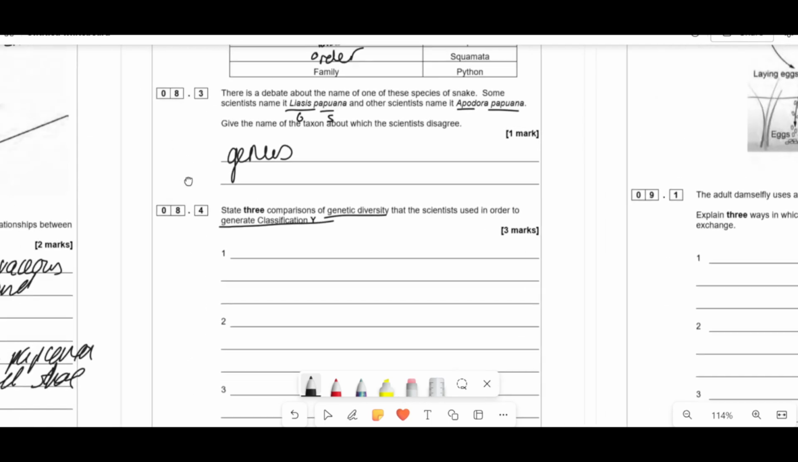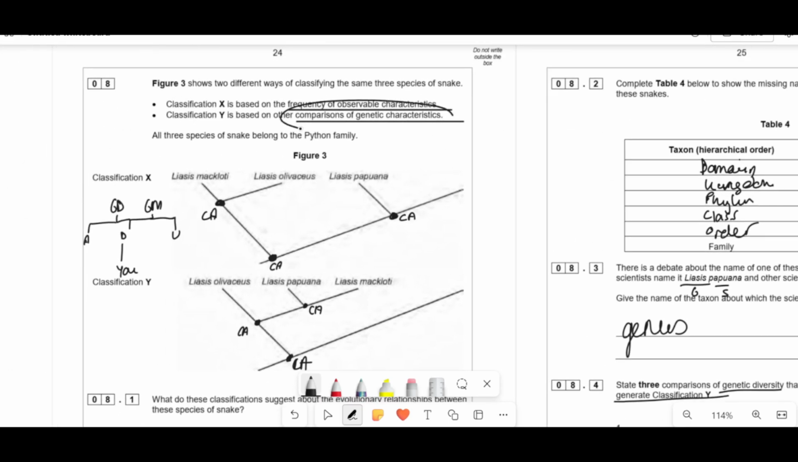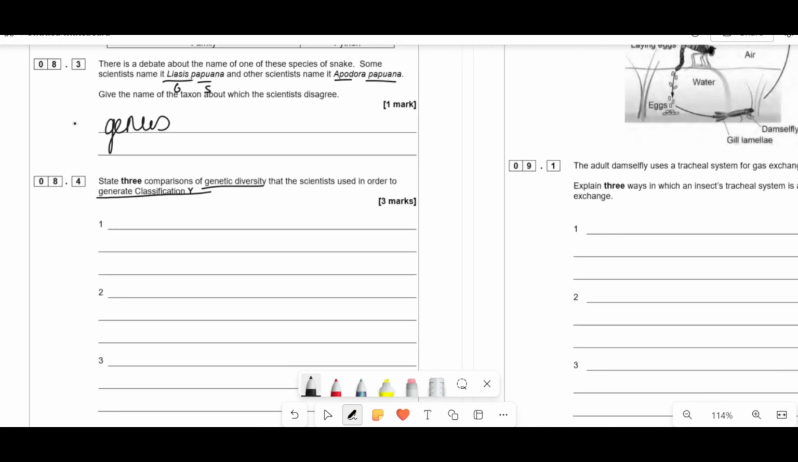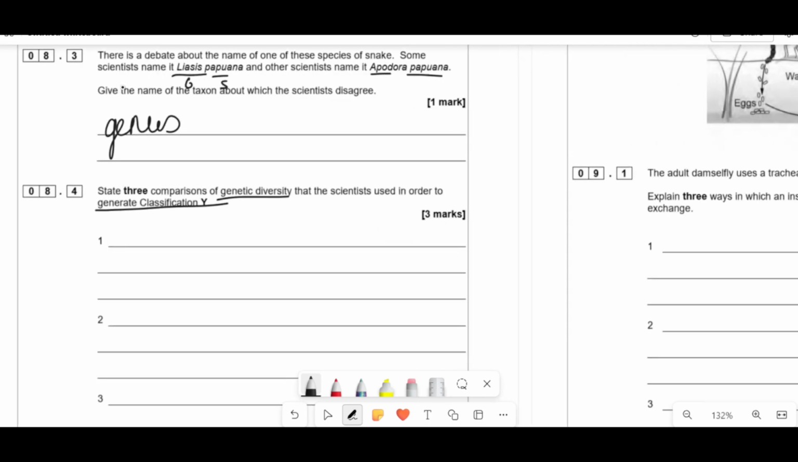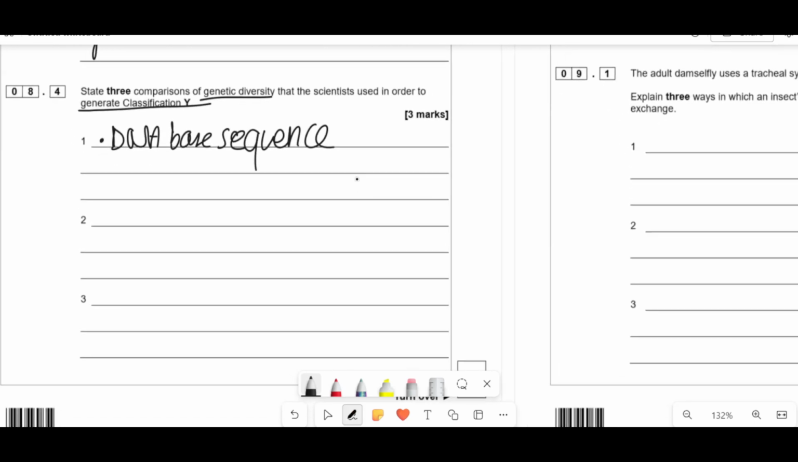So then it says, give 3 comparisons of genetic diversity that scientists used in order to generate classification Y. So remember, classification Y is the comparison of genetic characteristics. So what determines genetic characteristics? Well, number one is their DNA base sequence. And then people are like, ah, now what? Well, if you think about it, DNA is transcribed into mRNA, which then eventually becomes amino acids and protein. So you don't have to do DNA on its own. If they make the same or similar DNA, they'll make the same or similar mRNA. So next you could look at their mRNA base sequence as well.